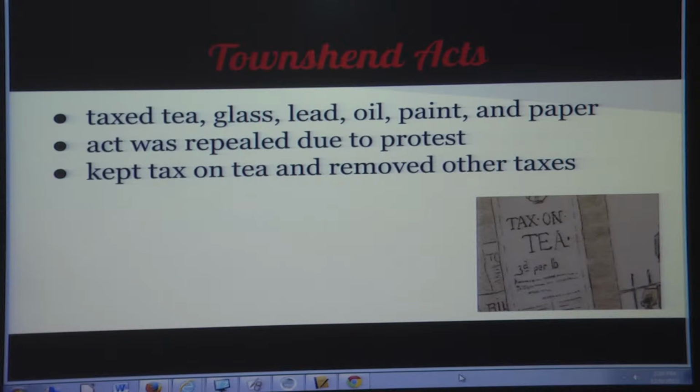The 2 acts that led up to the Boston Tea Party were the Townshend Acts and the Tea Act. The Townshend Revenue Act taxed tea, glass, lead, oil, paint, and paper. Due to boycotts and protests, the Townshend Revenue Act's taxes were repealed on all commodities except tea in 1770. The tea tax was kept in order to maintain Parliament's right to tax the colonies.